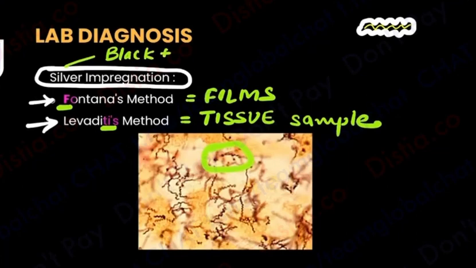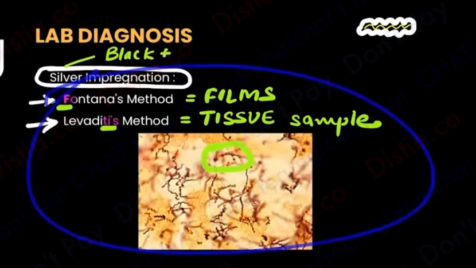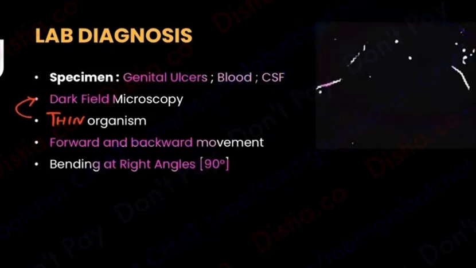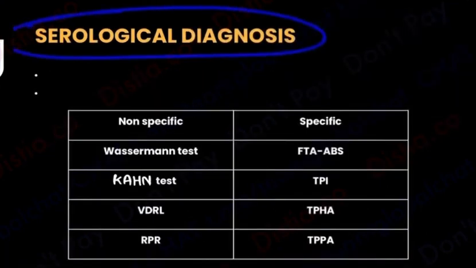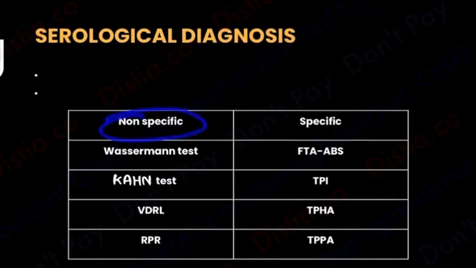So if you have a light microscope, how can you see it under the light microscope? By adding all these colors. If you have a dark field microscope, then this is how you're going to look at it. But you cannot escape the serology. What is the serology? There is a non-specific and a specific.